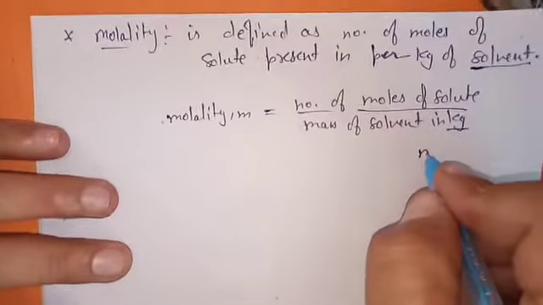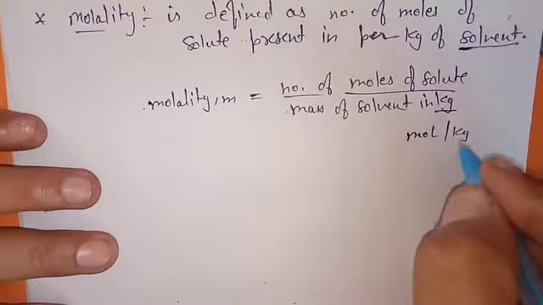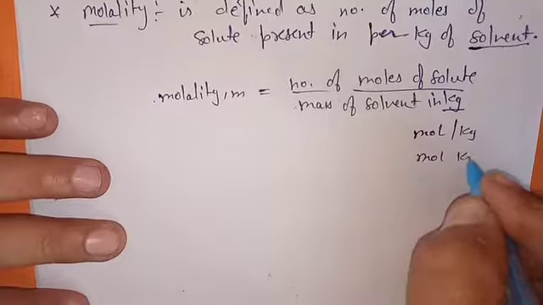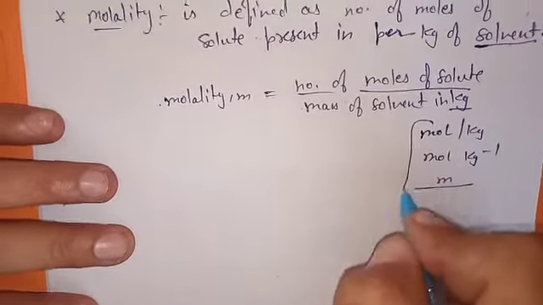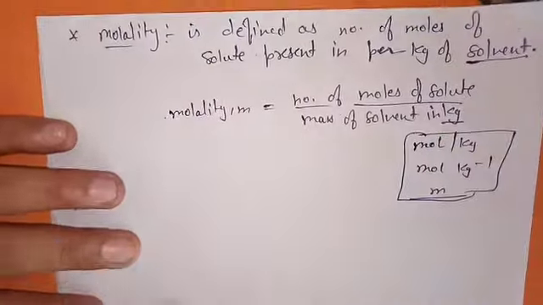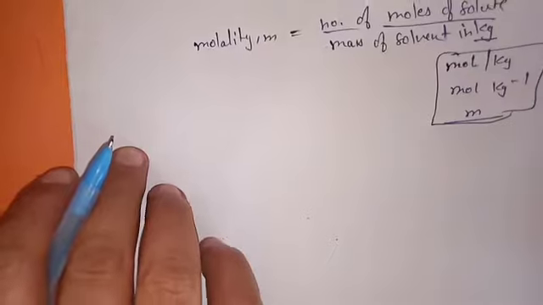So its unit will be what? Mole per kilogram. You can write it in this form as well, kilogram inverse, or by small m. So these are the units you can use. Now let me solve a simple example for molality.